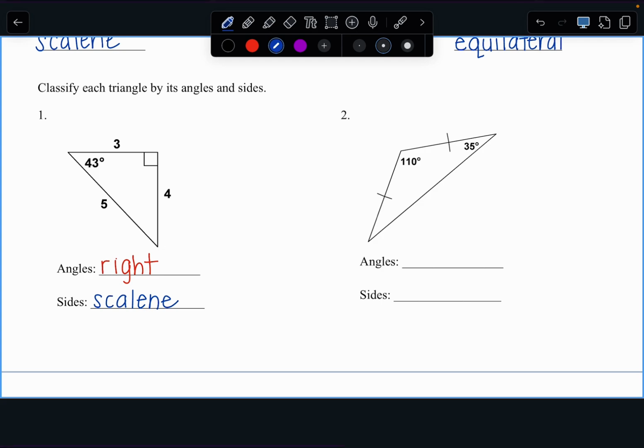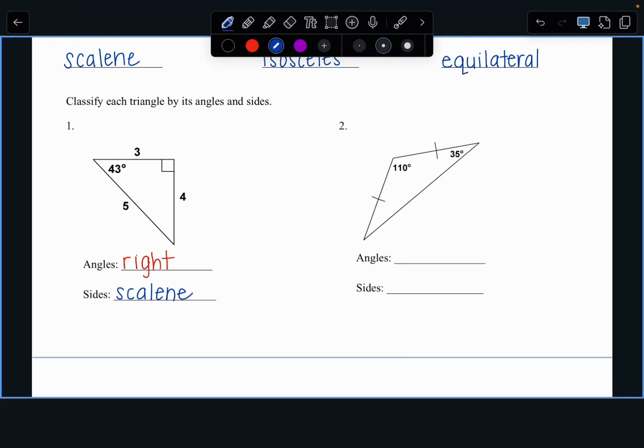What about angles for number 2? What do you notice? Yeah, there's one really big one, which means it's obtuse. Do you notice anything about the sides? Two are equal, so this means it is an isosceles. Is this stuff kind of ringing a bell? Have you seen some of this stuff before?